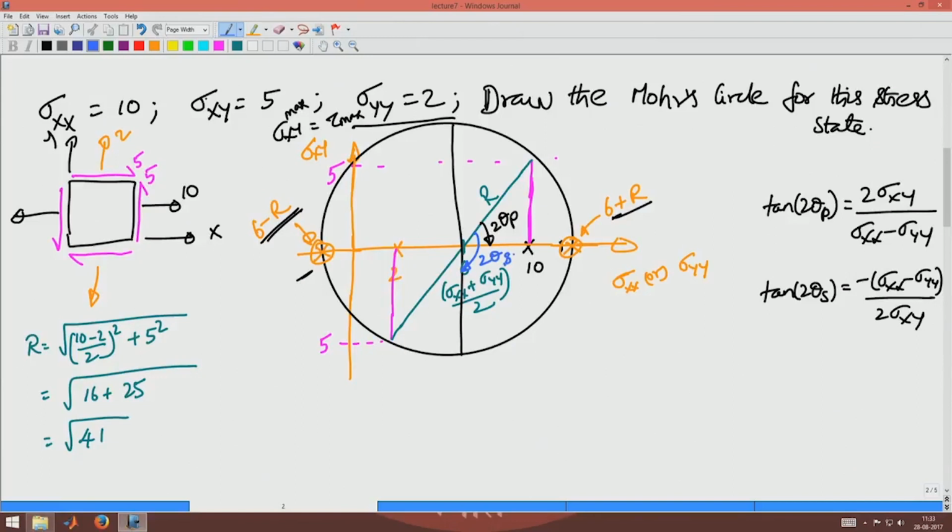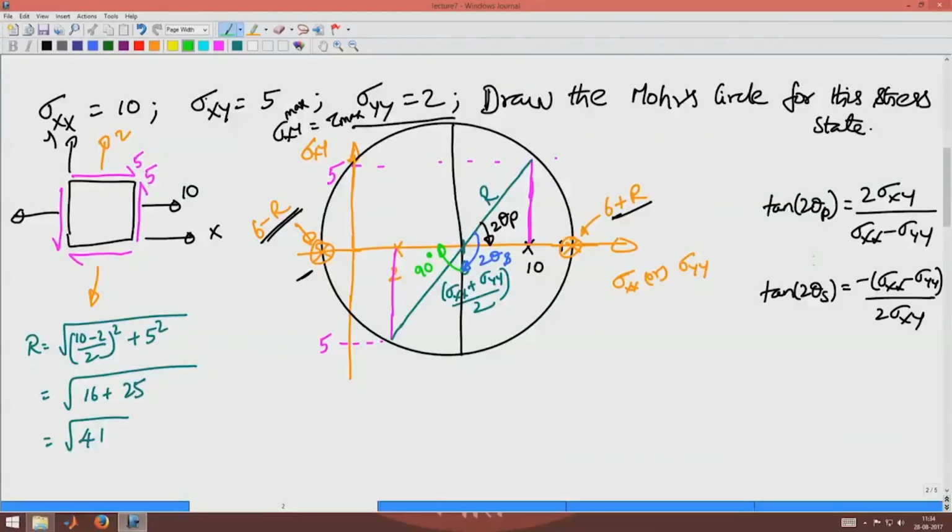Okay. So, basically now what can you infer from this? The plane on which the maximum normal stress occurs and the plane on which maximum shear stress occurs are separated by an angle of 90 degrees. So, this clockwise angle is 90 degrees. Okay. What it means is the plane on which the maximum shear stress occurs and the plane on which the maximum normal stress occurs are related through a 45 degree plane in the actual thing, because the rotation of the plane is theta p and theta s. Here the rotation in the Mohr circle is 2 theta p and 2 theta s.